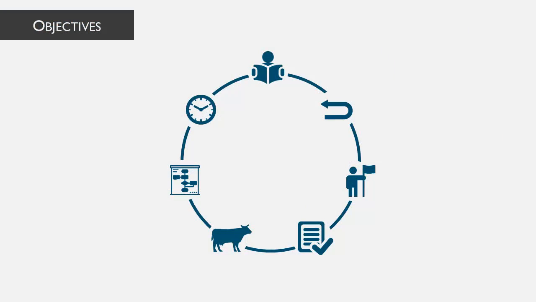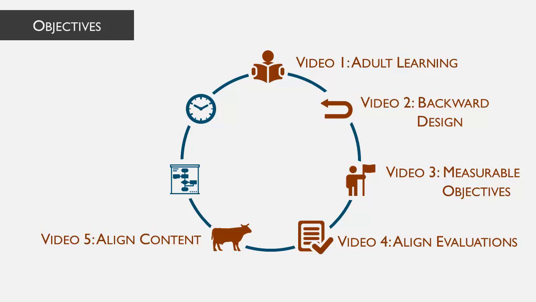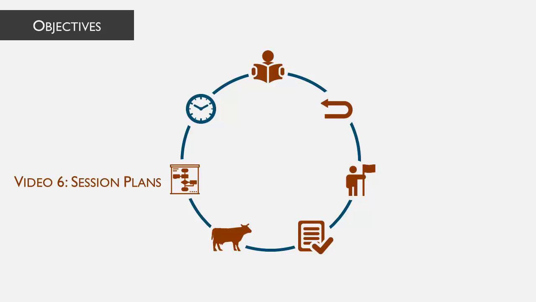This training module will explain how to develop training manuals that are designed for use by trainers. This video is the 6th in the series on how to develop a training of trainers manual. In the last video, the objective was to align subject matter content with learning objectives. By the end of this video, you will be able to develop a session plan for a training need.